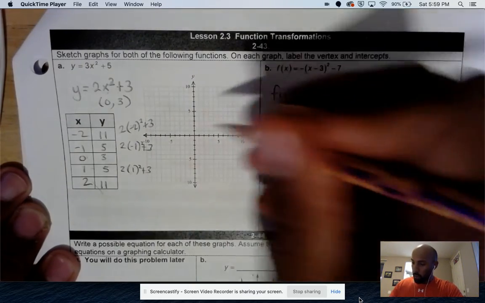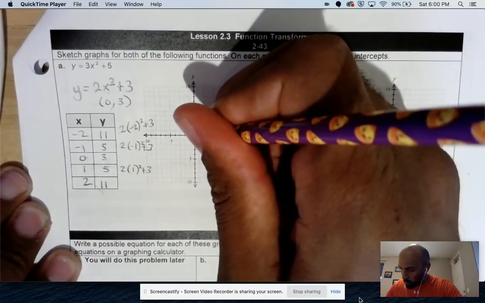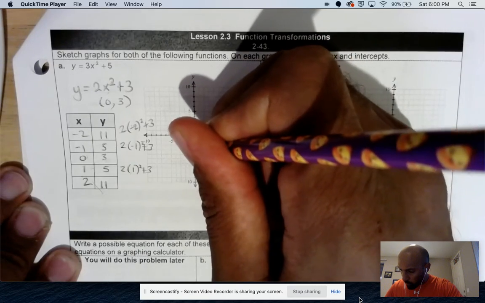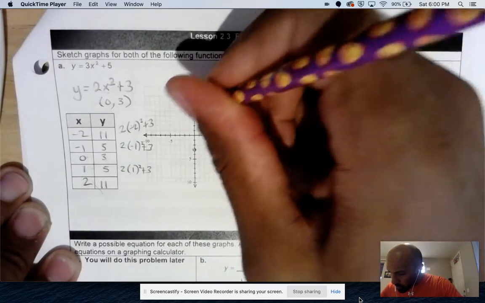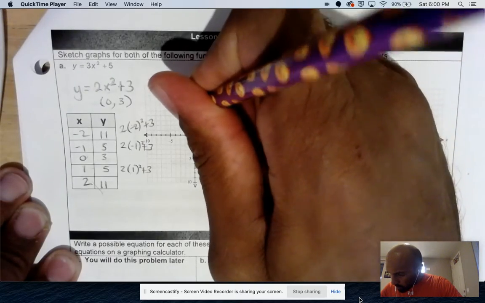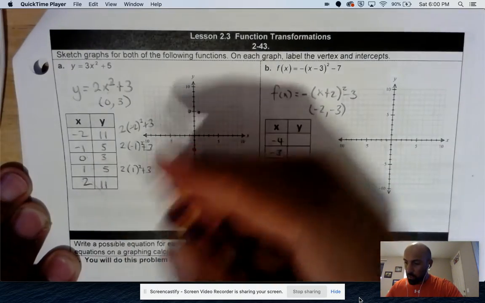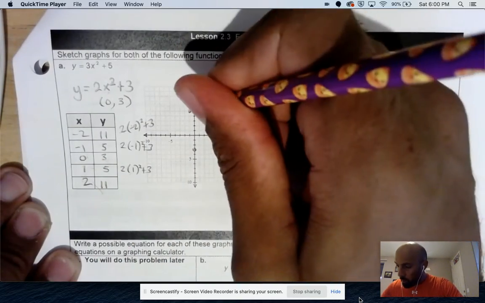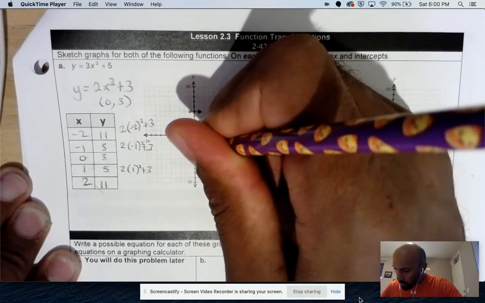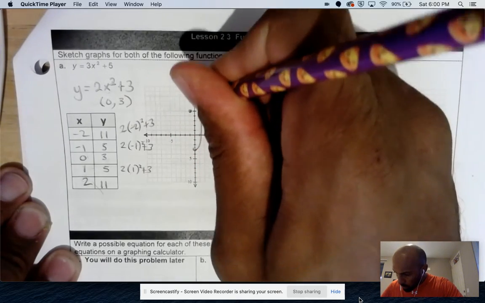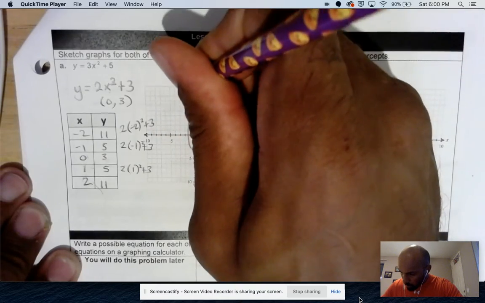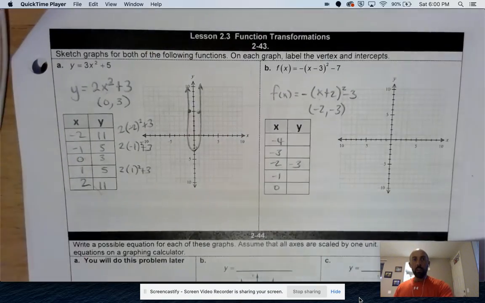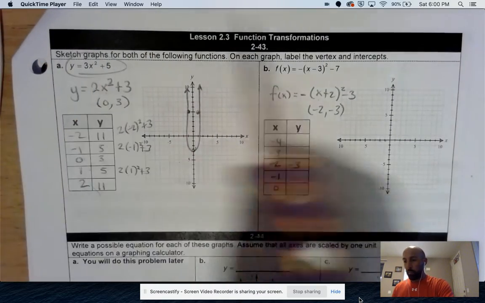Okay, so now let's plot those. 0 and 3, 1 and 5, -1 and 5. And then I can't really fit these points on there because they'd be way up here. So we'll just use those 3 points to complete our graph. And remember, go ahead and do that with this problem there.